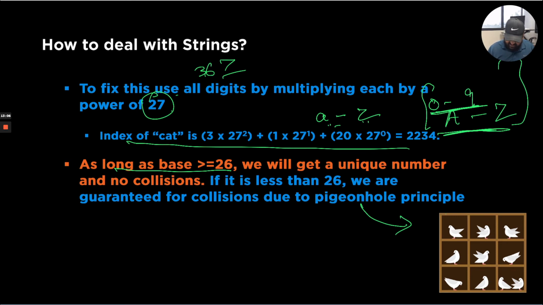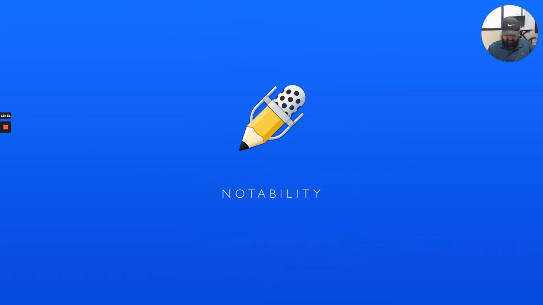Let's say we have some spaces in a hash table, say 100 spaces in our hash table, and we have 105 values. What we are essentially saying is we are guaranteed to have 5 collisions.